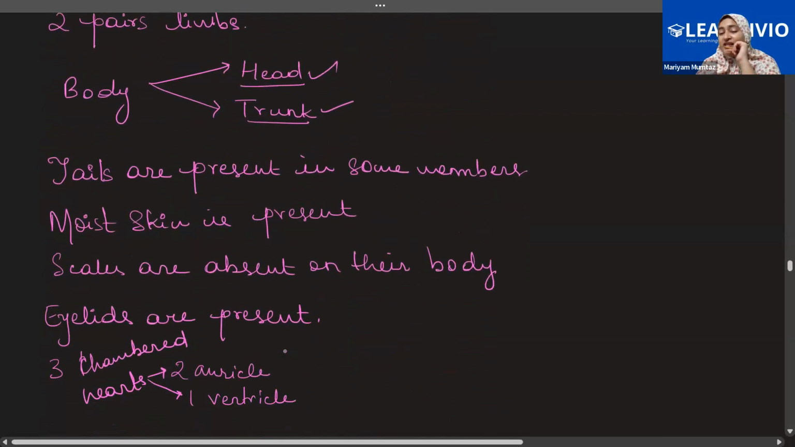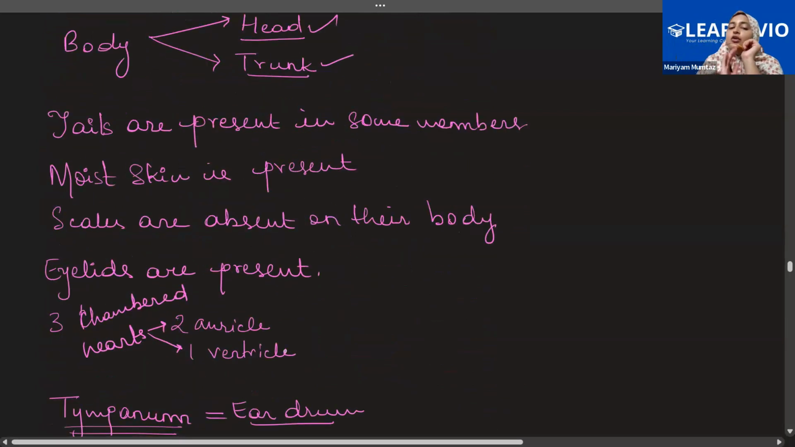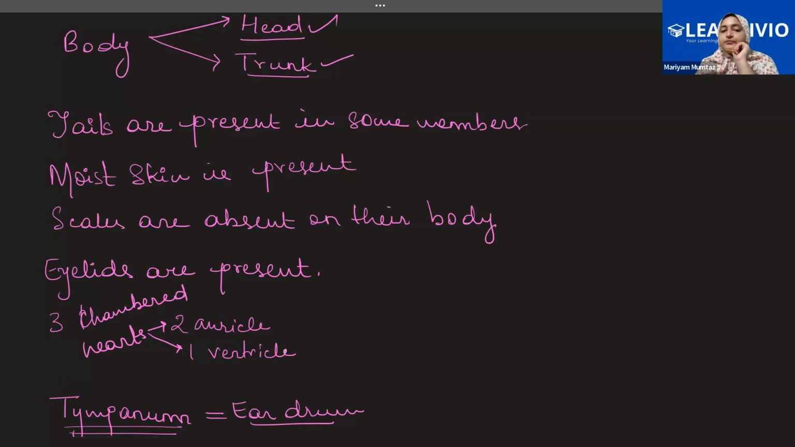Now they have moist skin. Okay, moist means sticky skin. Why? Because they live on the land and in the water. So when they come out of the water on the land, their skin may get dry, right? So that is why they have moist skin present. Scales are not there in their body. All of them are very squishy and rubbery and weird and very disgusting. But scales are not present on their body.